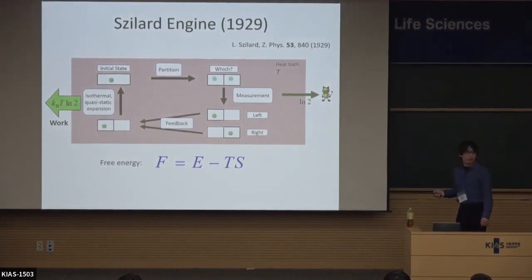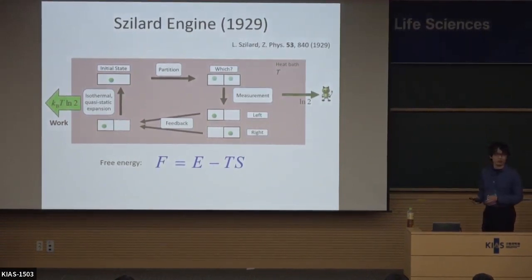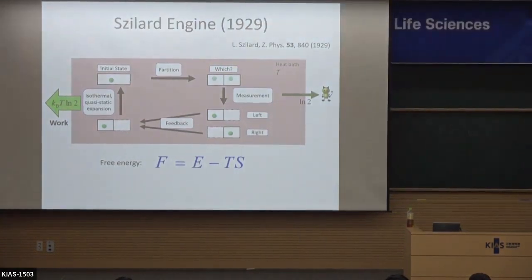And then after that feedback protocol, we can expand the box from here to here, and the volume becomes twice. So during this expansion process, we can extract kT ln 2 of work from this gas. This can be calculated by using the equation of state of a single molecular gas. So maybe let me write down something. Okay, can you see this? So this is the equation of state for a single molecule.